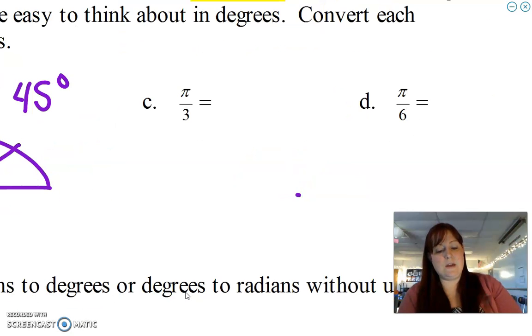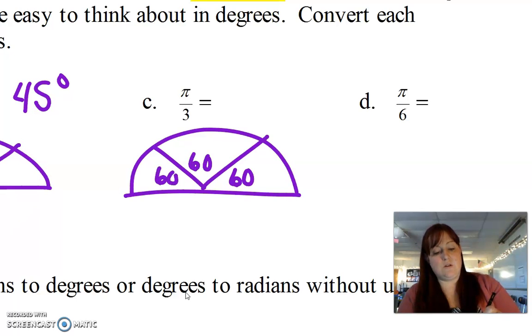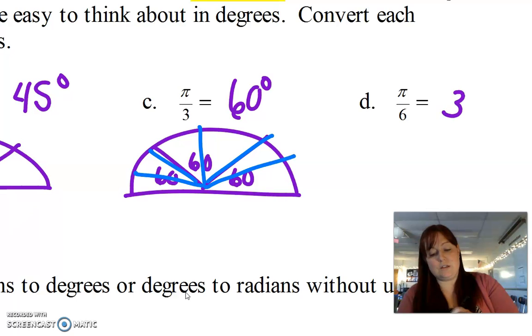Pi over 3, same thing. All the way to pi is 180, so a third of the way to pi, well, what's 1/3 of 180? That'd be 60, right? Because 60, 60, 60 would give us 180. So pi over 3 is 60 degrees. Okay, and then what would pi over 6 be? If we made this into sixths instead of thirds, that would be 30 degrees.